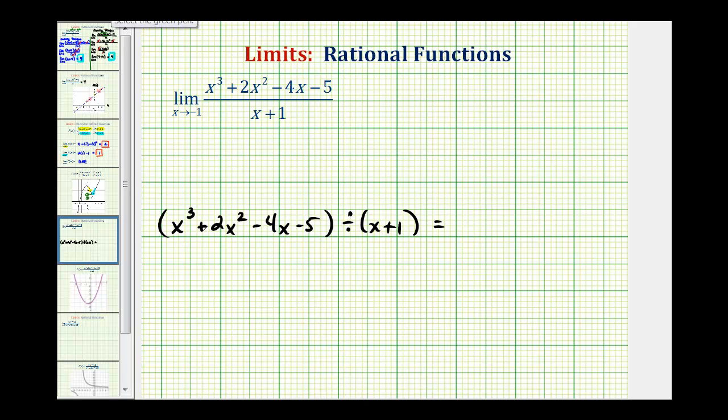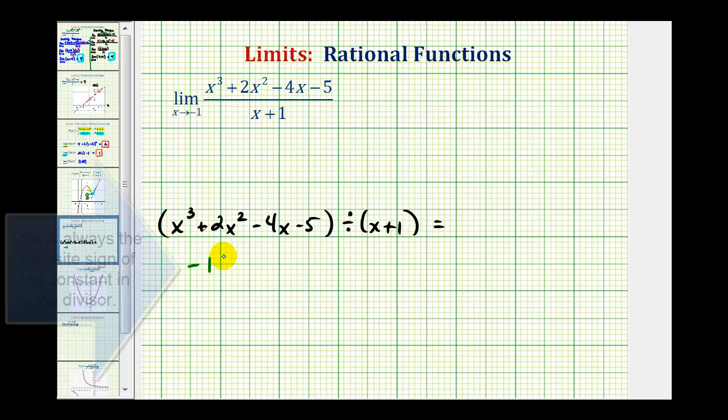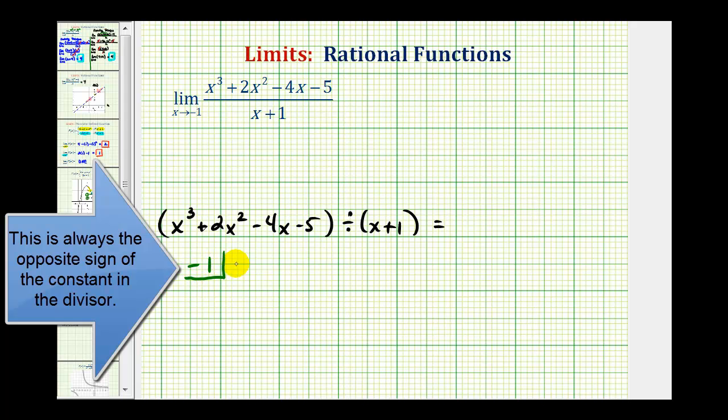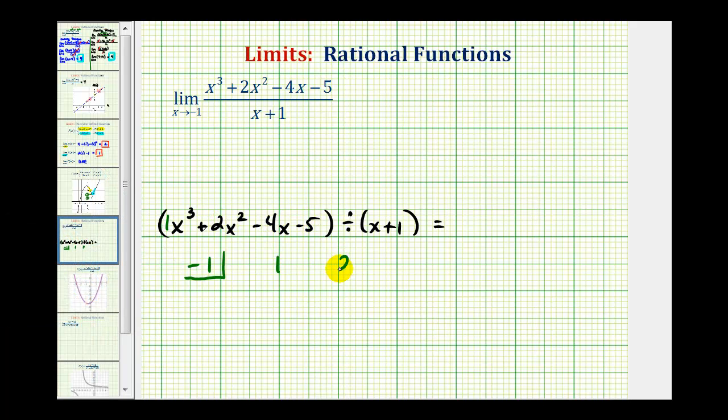Let's go ahead and review synthetic division. If we want to divide by x plus 1, we're going to use the constant -1 to perform the synthetic division, and then we'll list the coefficients of our dividend. So we'll have 1, 2, -4, -5. And now to start, we'll bring the first coefficient down, and then we'll start multiplying by our constant -1 and putting the product in the next column. So -1 times 1 is -1, and now we add each column.